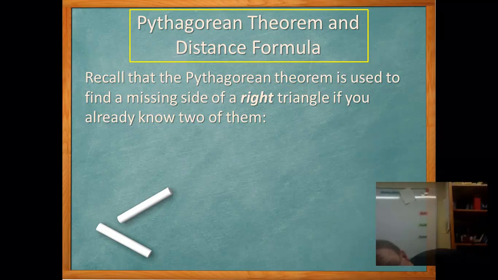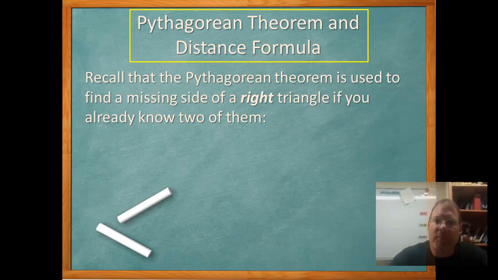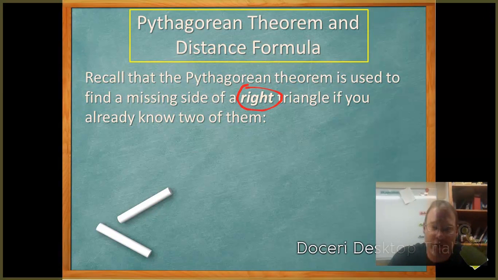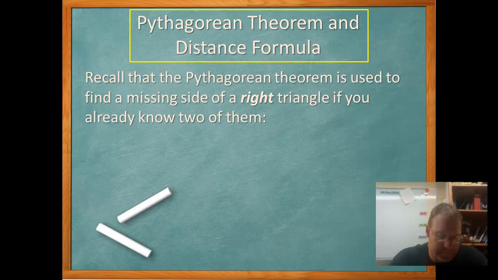The Pythagorean Theorem is used to find a side of a right triangle. It doesn't work for any non-right triangles. And you use it whenever you know two sides, but you don't know the third side.